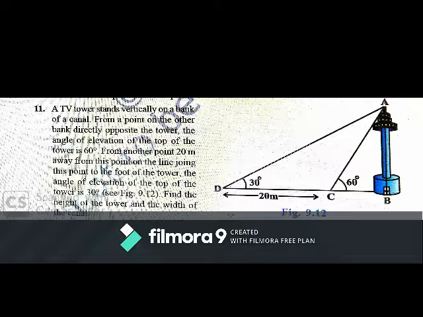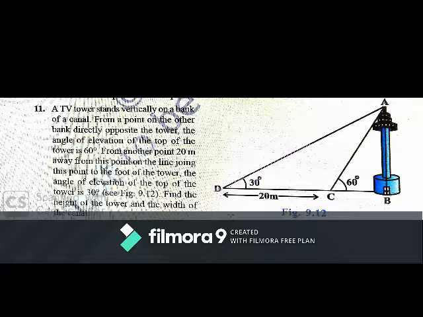From that point to the top of the tower, the angle of elevation is 60 degrees. We need to find the height of the tower and the width of the canal. It means we need to find AB and we need to find DB. Yes or no? Yes. So that particular part we will be solving.